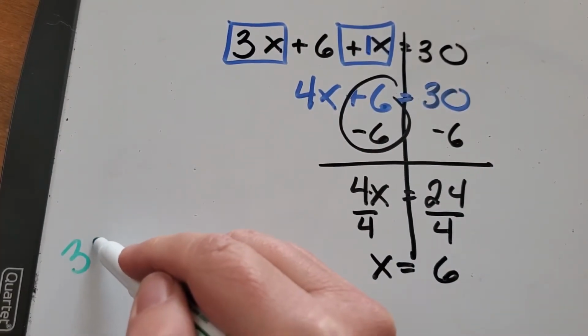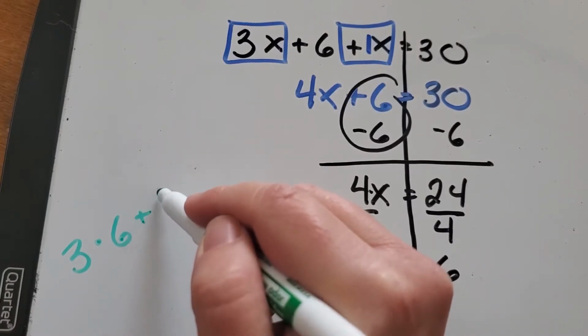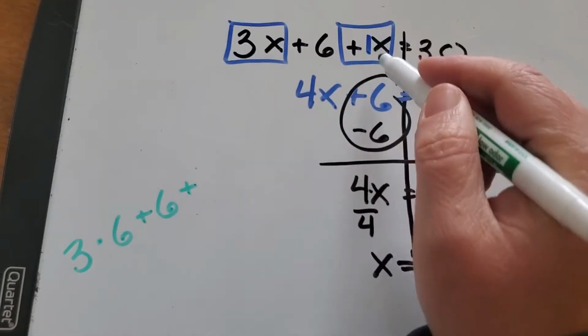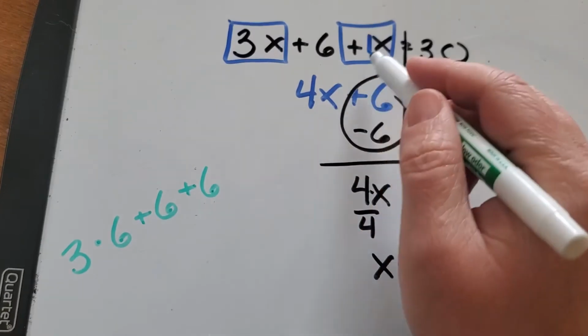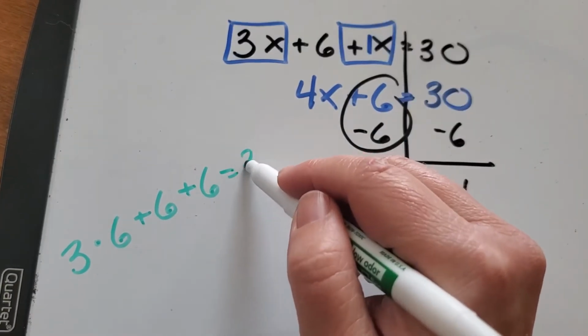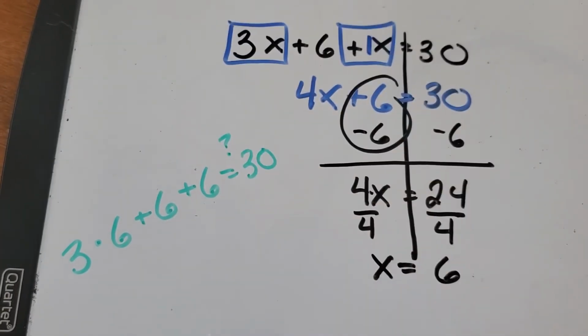Remember, you can check your answer by putting 6 in for x in the original equation and finding out, does 3 times 6 plus 6, plus 6, does that really equal 30? And make sure you use order of operations.